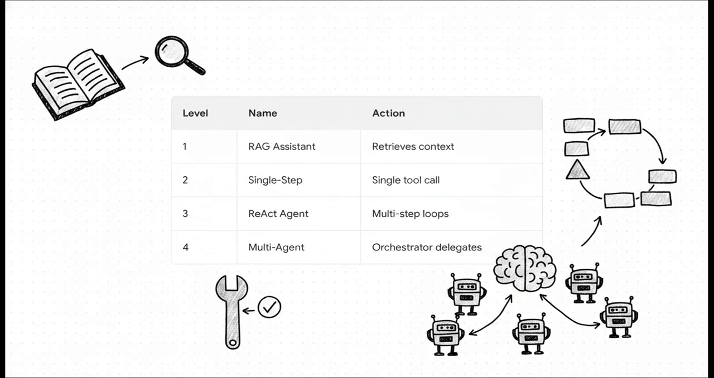Down at level 1, you've got your basic RAG assistant. It retrieves and reads documents, which is great, but it can't actually do anything. Level 2 steps it up with single-step tool calls, like looking up a specific customer record. At level 3, things get serious. We're talking ReAct agents that use our reasoning and acting loop to figure out multi-step goals. And finally, level 4 is the whole shebang, multi-agent systems, where a master orchestrator breaks down a massive task and delegates the pieces to specialized worker agents.